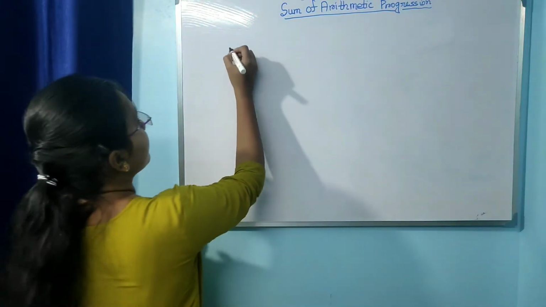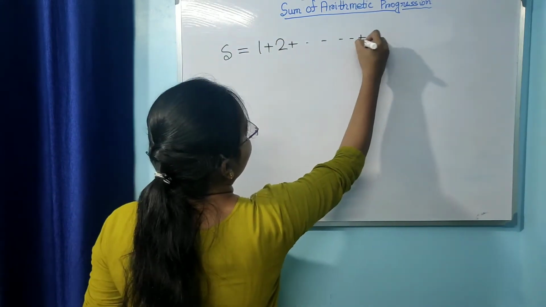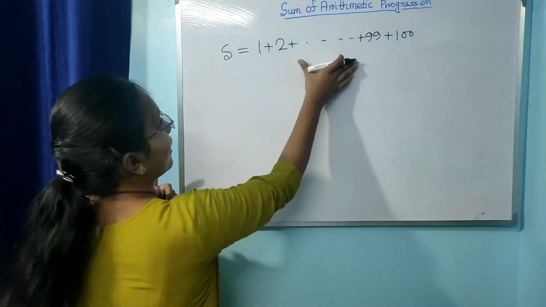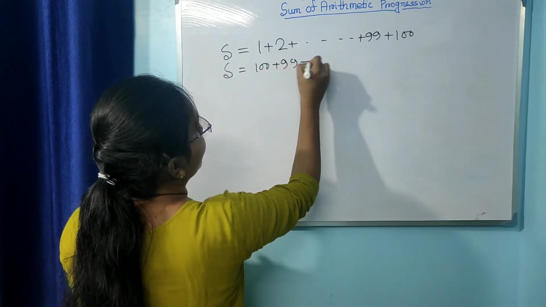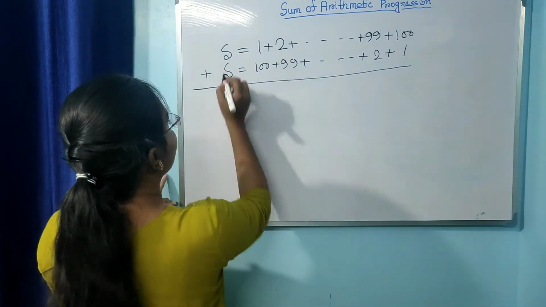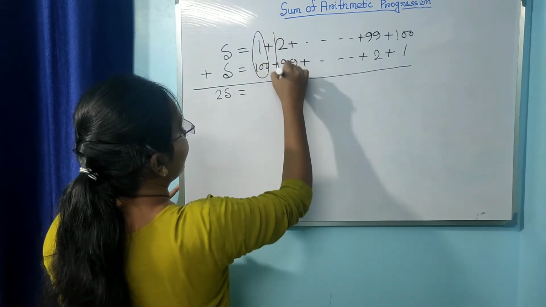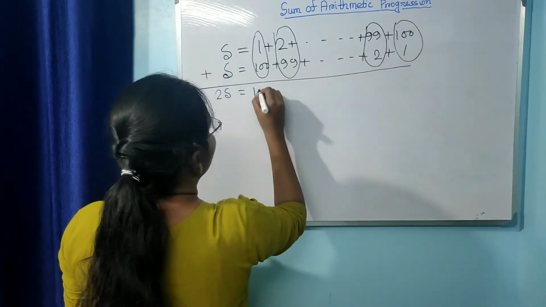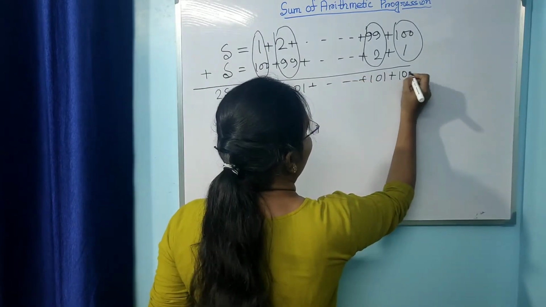See, the mathematician has to find the sum of natural numbers up to 100, right? So here he played a trick. He wrote the numbers in reverse order. So it will be 100 plus 99 plus and so on, down to 2 and 1. Now if we add, we get s plus s, that is 2s equals, it gives us 101, it also gives us 101, it also gives us 101 and again 101. So it will be 101 plus 101 plus 101, okay.